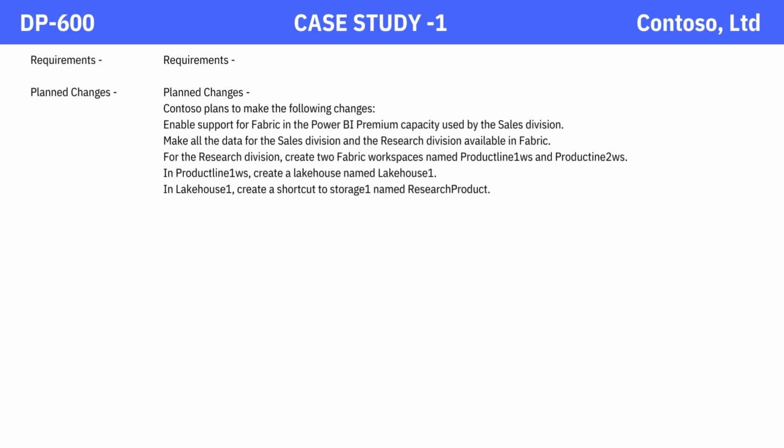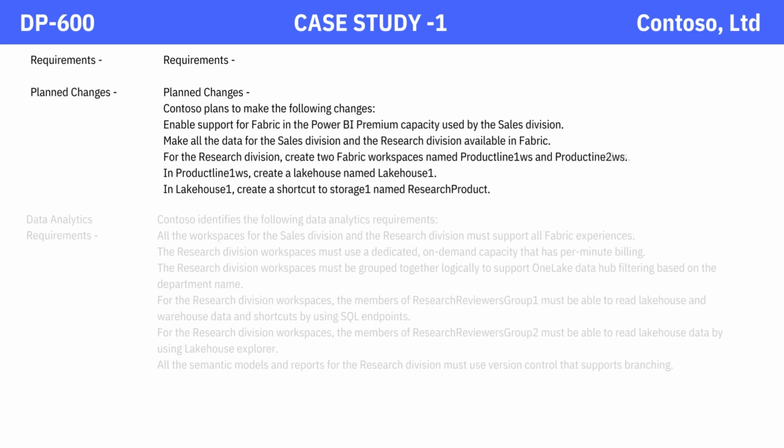Here are the requirements. In planned changes, Contoso plans to make the following changes. Enable support for Fabric in the Power BI Premium capacity used by the Sales Division. Make all the data for the Sales Division and the Research Division available in Fabric. For the Research Division, create two Fabric workspaces named Product Line 1 Ws and Product Line 2 Ws. In Product Line 1 Ws, create a lakehouse named Lakehouse1. In Lakehouse1, create a shortcut to Storage1 named Research Product.